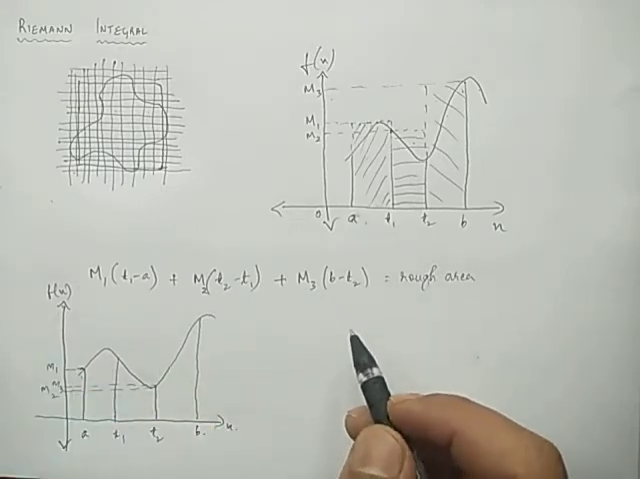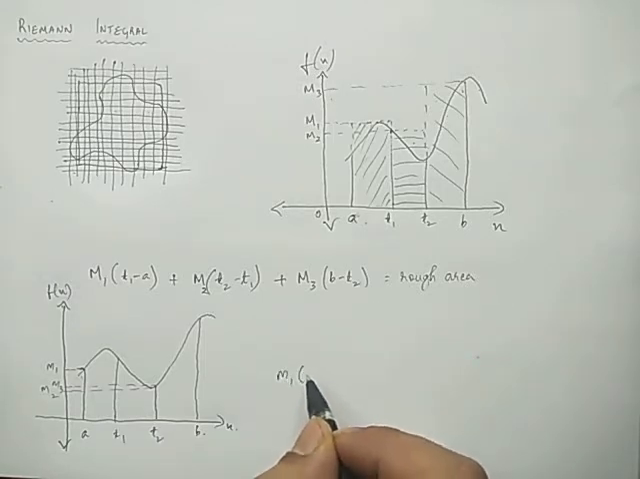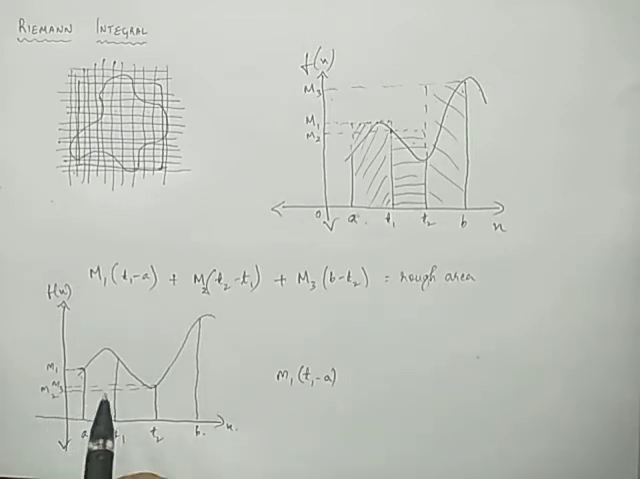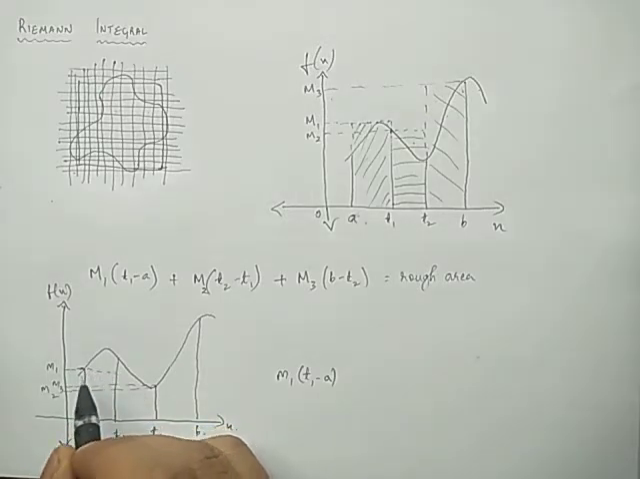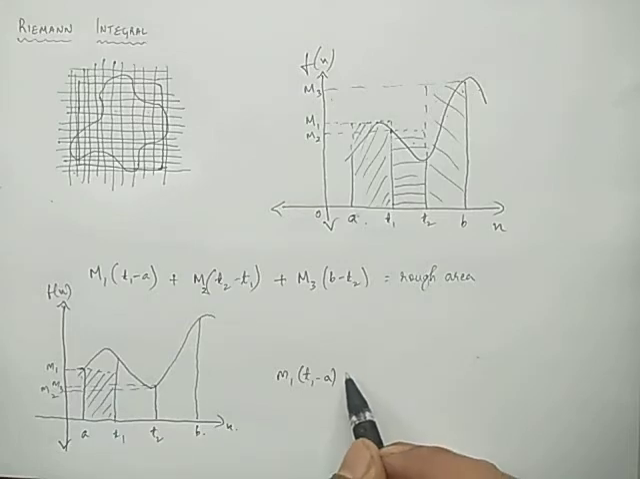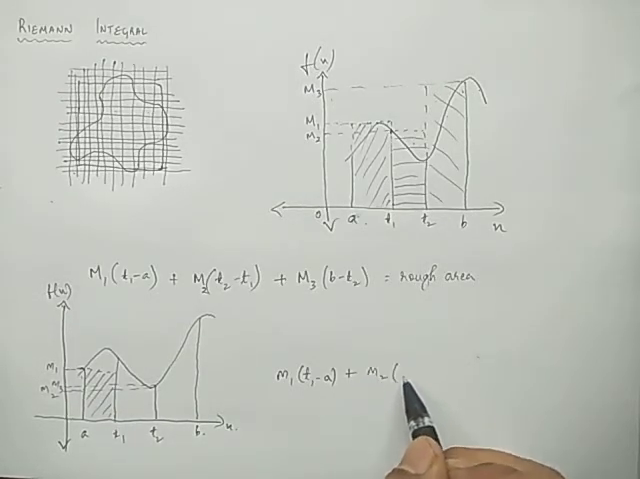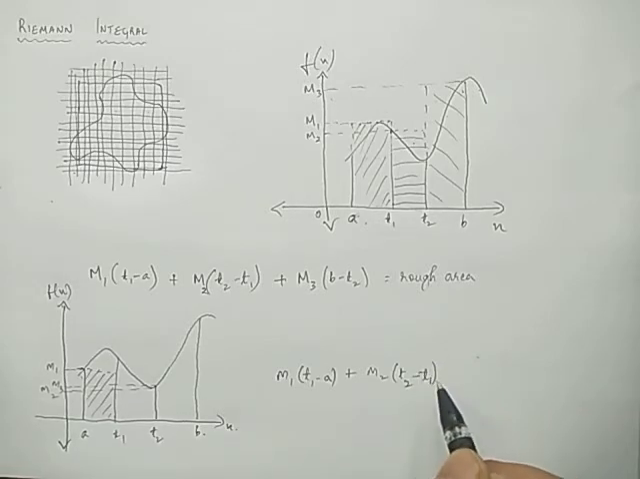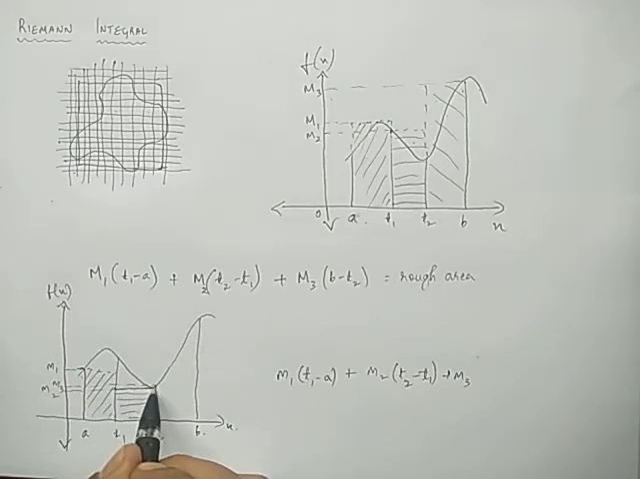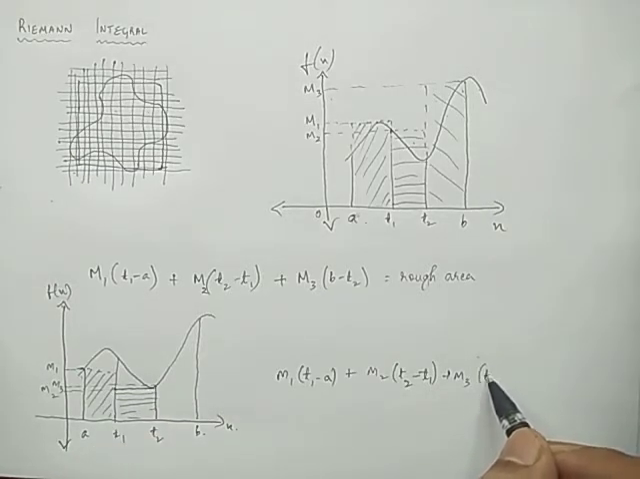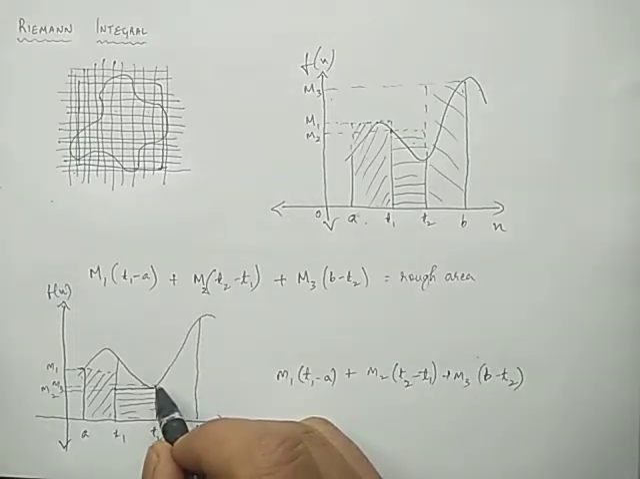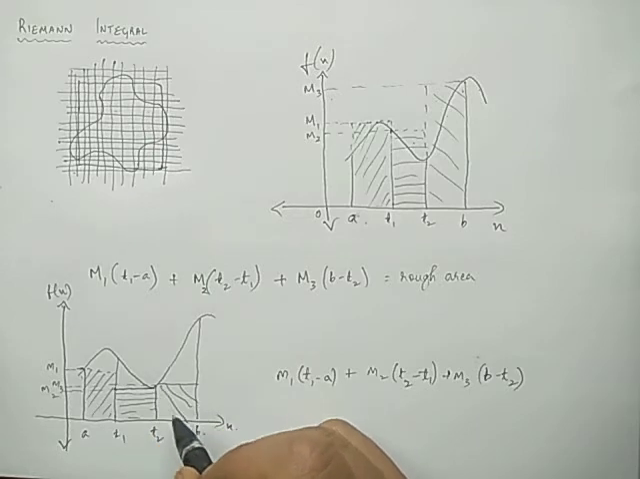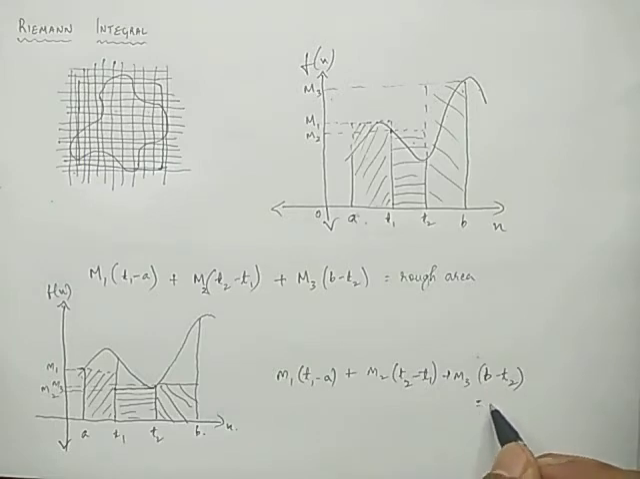Now, as before, I am adding up m1 into T1 minus A. This will give me again the area of this one, and my m2 into T2 minus T1 will give me the area of this one, and my m3 into B minus T2 will give me this area. So this is also another rough area.